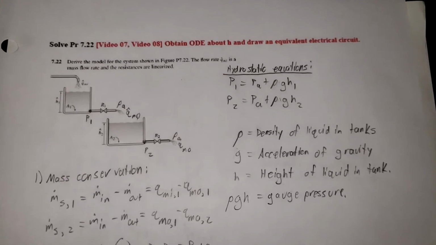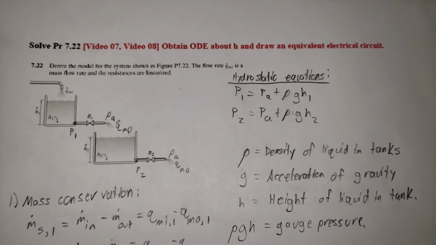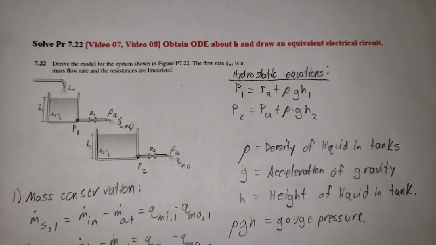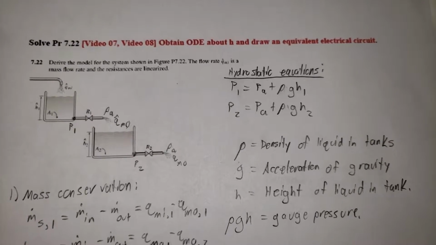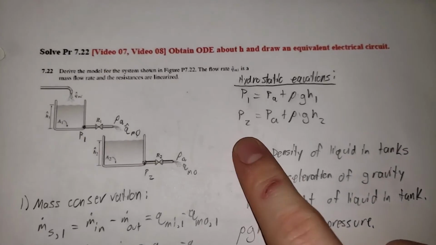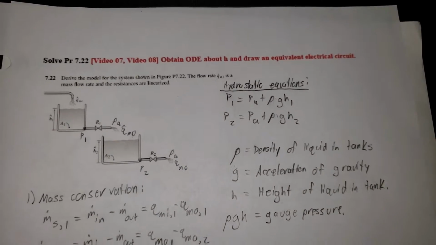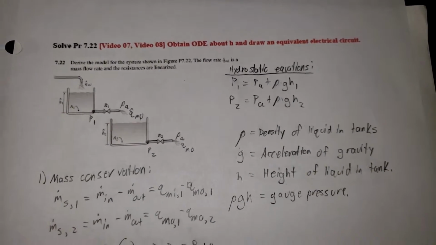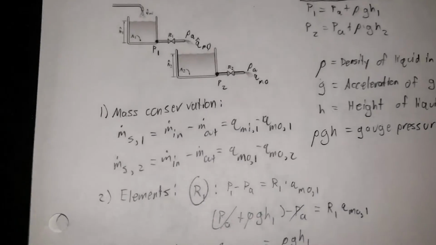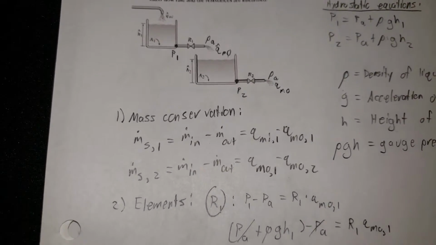For this problem, we know that we're going to have two hydrostatic equations, which is going to be P1 equals the atmospheric pressure plus the gauge pressure, and then P2 is also the same, but the difference in these two equations is that we have two different heights of the liquids in the tanks. We will have two mass conservation equations.